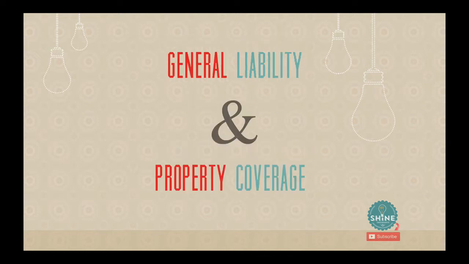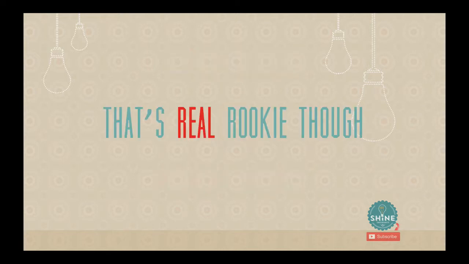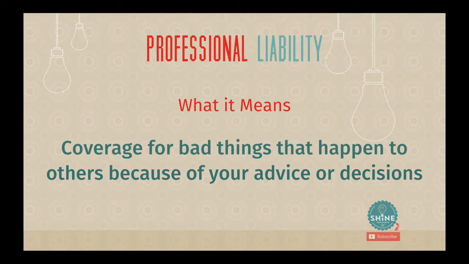Now, those are the two basic things that pretty much any business needs. Any insurance policy that's worth its weight in quarters or Bitcoin or whatever has them. General liability and property coverage are the two coverages that every business has. It's really rookie stuff though. General liability and property coverage, rookie stuff. Let's dig into the real tech insurance stuff.